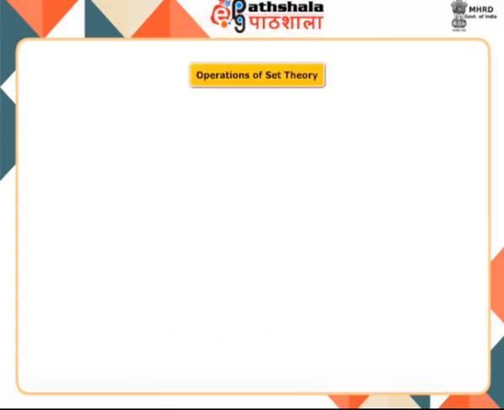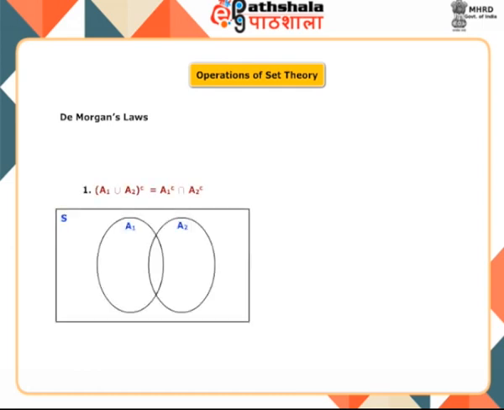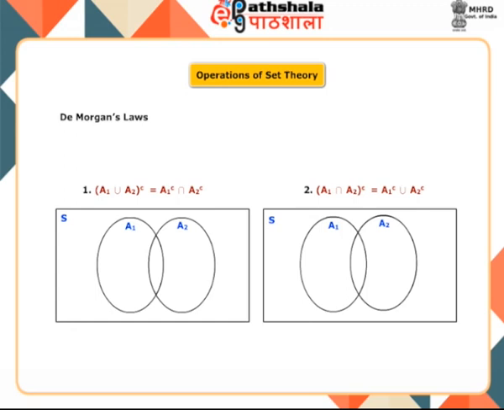After understanding the basic concepts of set theory, let's define De Morgan's law. According to this law, for any two sets A1 and A2, the following holds. These properties can be easily depicted through Venn diagrams.